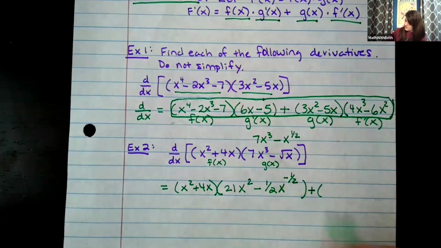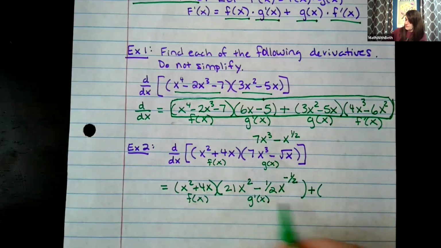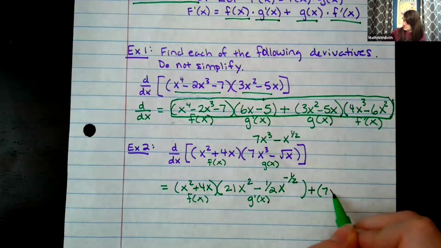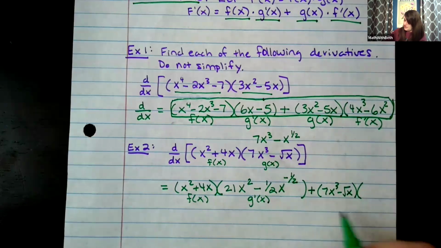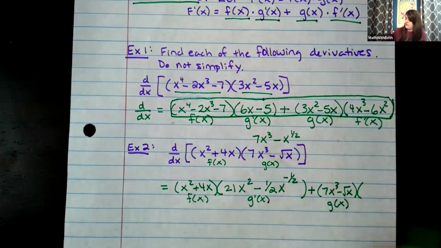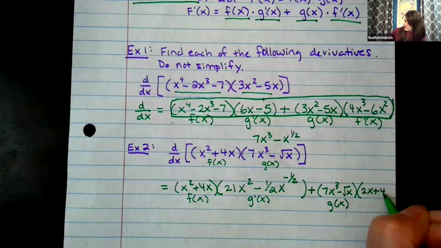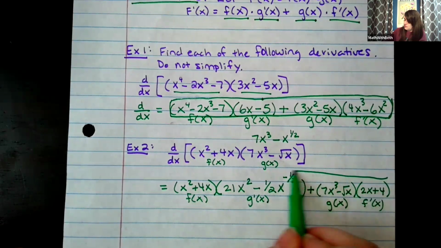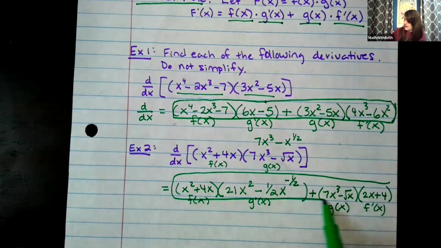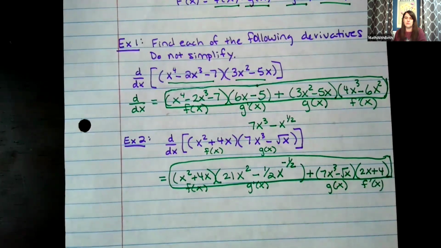Plus, so this is my f of x times my g prime plus g of x, the way it started, times the derivative of the f. Again, depending on your instructor, you might need to simplify this more, but that is the general idea of how to use the product rule to find a derivative.